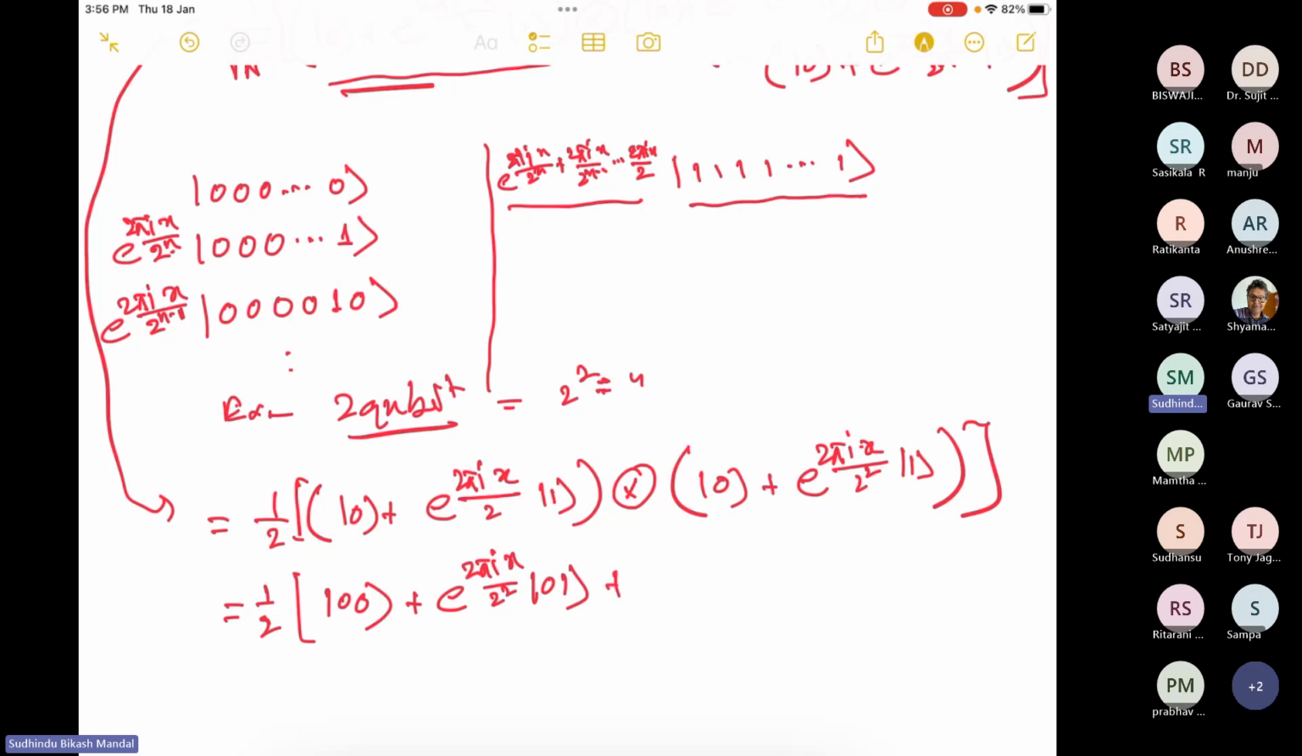Now plus here 1, 0. e to the power 2 pi I x by 2, 0. Oh, sorry, 1, 0. And see, for 1, 0, it comes n minus 1. So 2 minus 1, it is 2. Now, if we do 1, 1, then here comes the addition of these two terms, e to the power 2 pi I x by 2 plus 2 pi I x by 2 to the power 2, 1, 1.